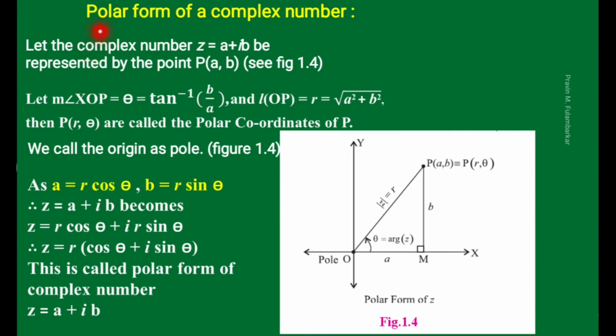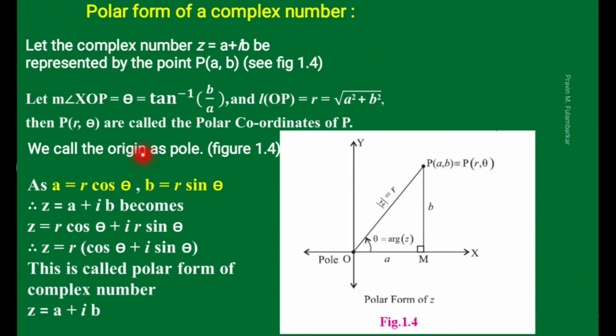Now the next topic is the polar form of a complex number. So let the complex number z equals a plus ib be represented by the point P of (a, b). See figure 1.4. So here we represent z equals a plus ib. So we write that in the form of an ordered pair (a, b). When we write in the form of (a, b), that is Cartesian form. When we write that in terms of theta and r, then that is polar coordinate form.